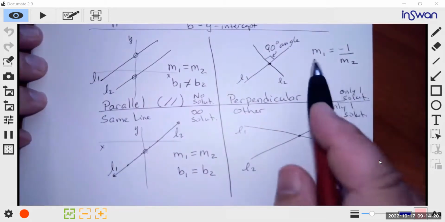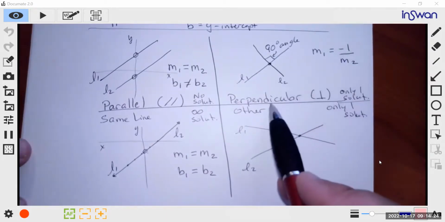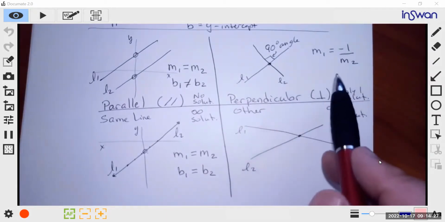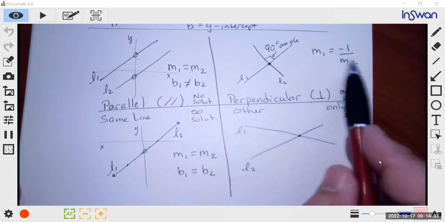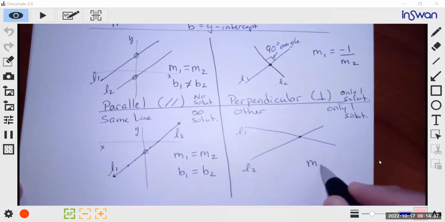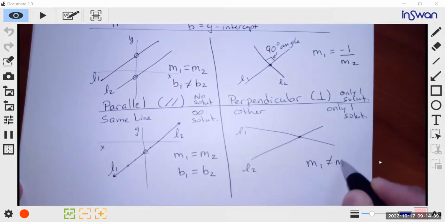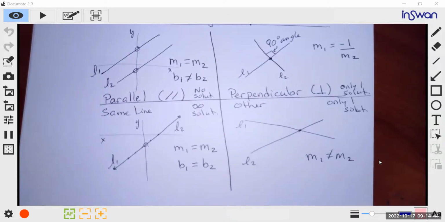And if they're negative reciprocals, in other words, they have opposite signs and they're just flips of each other, then they're perpendicular. We can't say anything about the y-intercepts because they can cross in the y-intercept. So all we care about is the slope. In the other one, the only thing we know is the slopes of the two lines are not the same. If the slopes are different with no special orientation to them, then we know we'll have one solution and that's it.